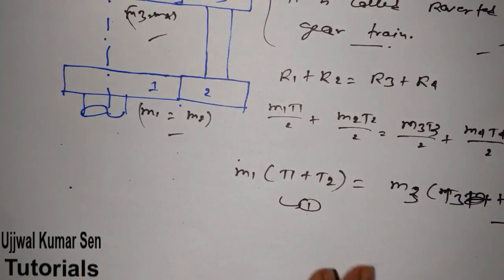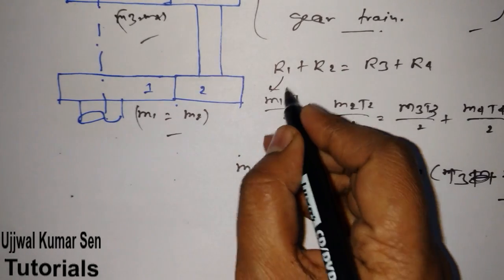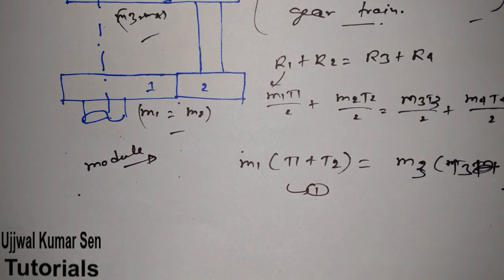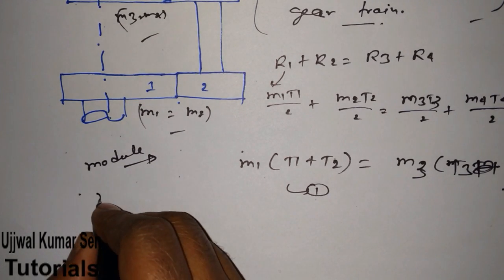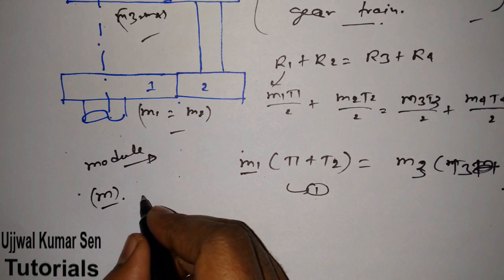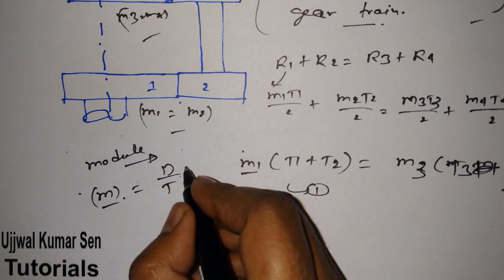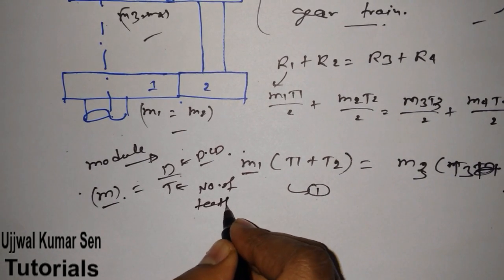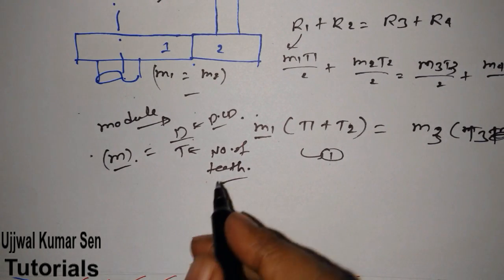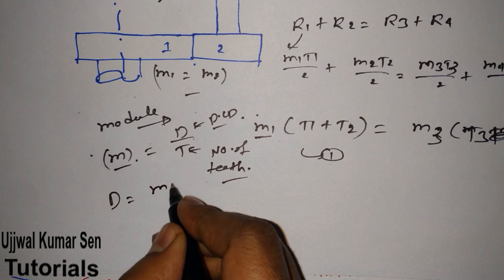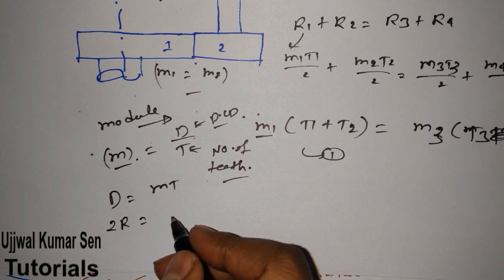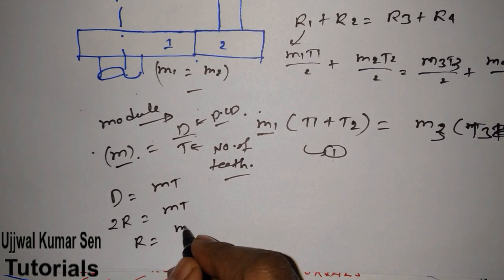Now what I have shared with you is how we can write this from R to this. Module is one of the most important topics, and from this topic we have also got questions in GATE. So what is module? It is denoted by m. m is equal to d by t, where d is the PCD, the pitch circle diameter, and t is the number of teeth. So d is equal to mt. Now d is 2r, the pitch circle diameter, so the pitch circle radius is mt by 2. Therefore r is equal to mt by 2.